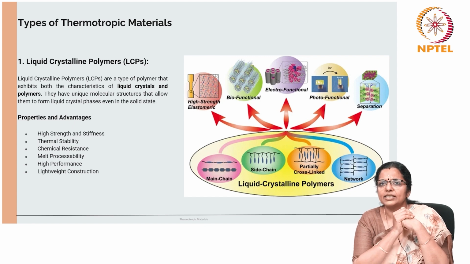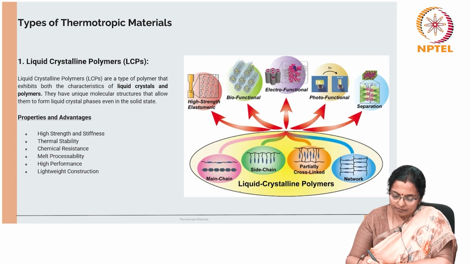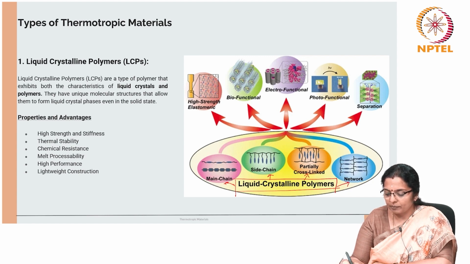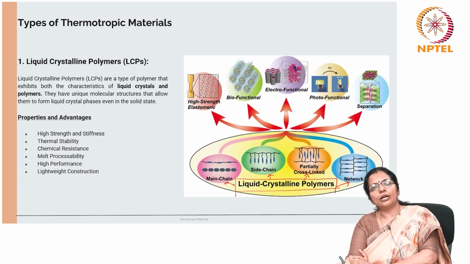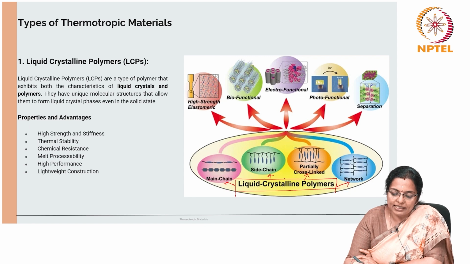What are their properties and advantages? So, liquid crystal polymers can be main chain, side chain, partially cross-linked or network. Since we are not getting into the physical structure of any of the material, we are not discussing this, but just for a perspective, there are different kinds of liquid crystalline polymers.